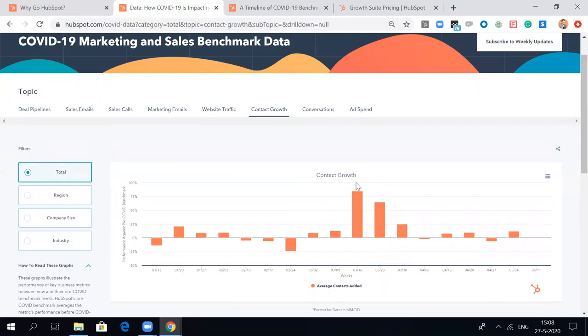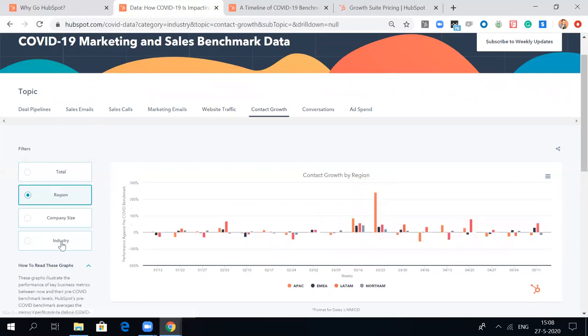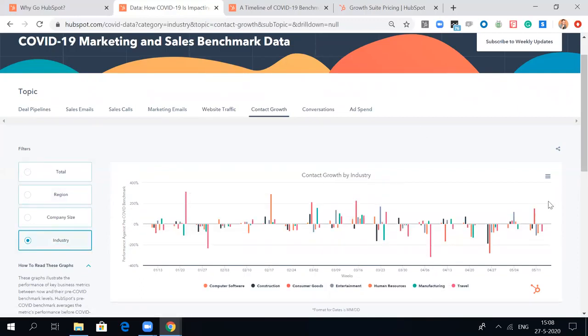Okay. In terms of contact growth, so actually how our database is growing, we haven't seen too much of a decline if we look at overall numbers. If you look at contacts added, there was a massive jump here, but overall we haven't seen too much of a difference, even if we're comparing this per industry. Consumer goods has been up basically all the time, but for the rest we've seen quite a decline in databases, not taking into account consumer goods.